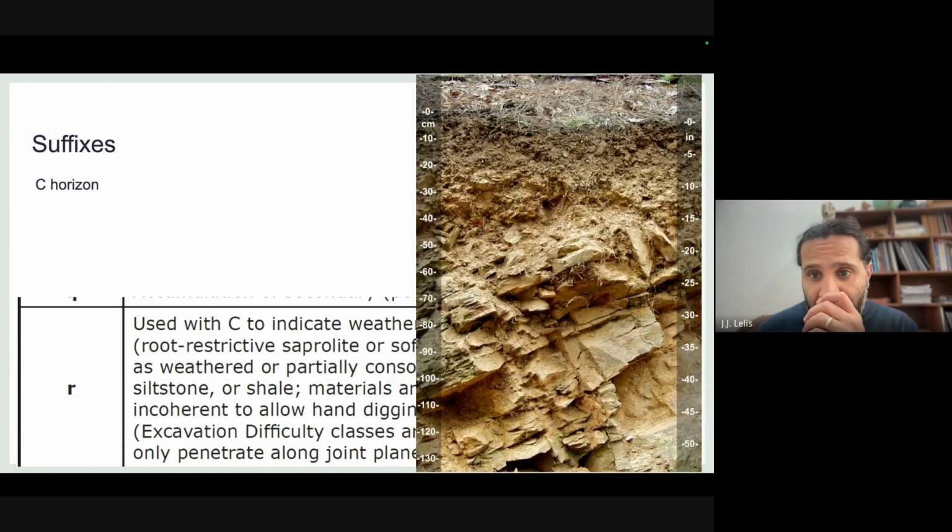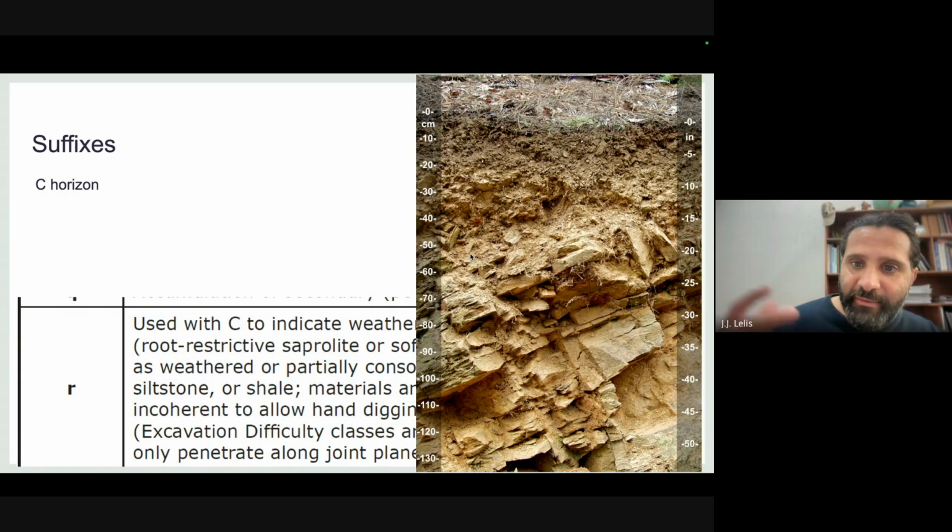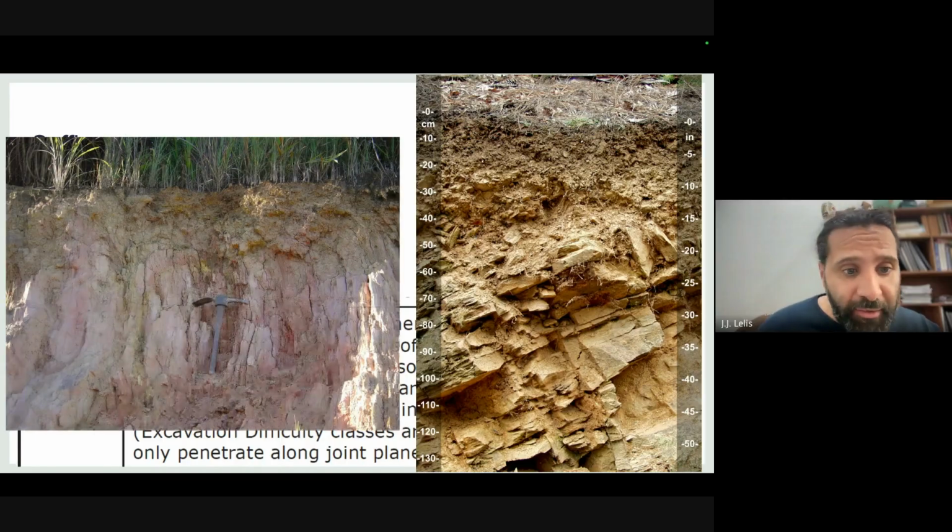So for example, here I can easily break some parts of this material, showing that yes, this is a CR. I can easily break some of these parts with the shovel, my hands, or a knife. So yes, no problem. Here, both cases, okay?